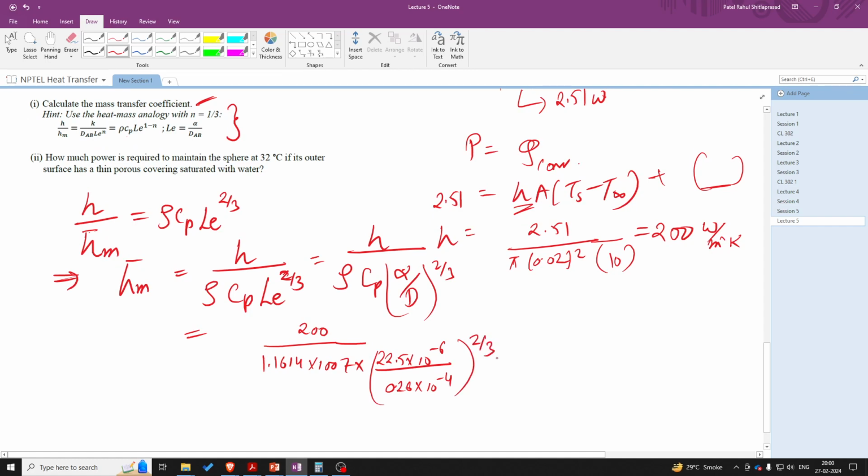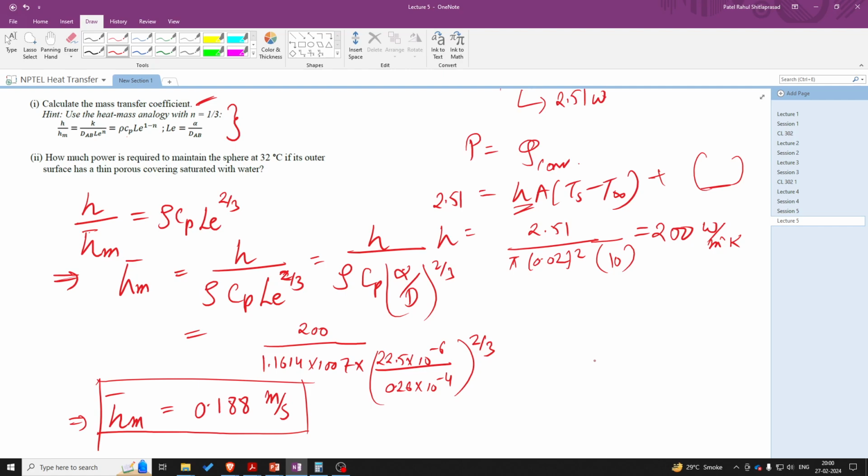So as you can try simplifying this, you can try to calculate it, and the value of the mass transfer coefficient, that is h bar m, you will be getting it as 0.188 meter per second. So this is the mass transfer coefficient, that is, if there was some water present on the surface, the overall water evaporated you could have calculated by using this mass transfer coefficient.